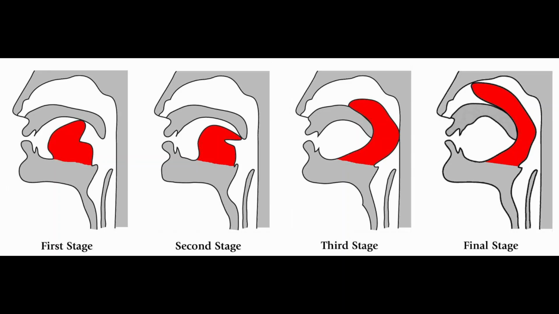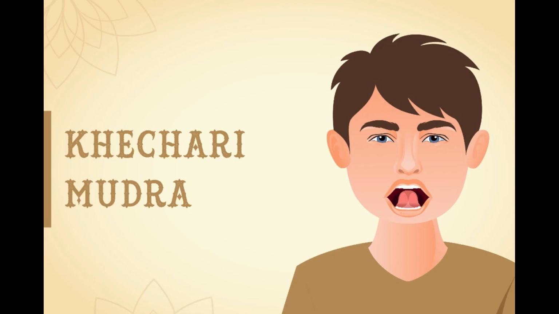Fold the tongue upward and backward so that the lower surface lies in contact with the upper palate. Stretch the tip of the tongue backward as far as is comfortable. Do not strain. Perform Ujjayi Pranayama. Breathe slowly and deeply. Hold for as long as possible.